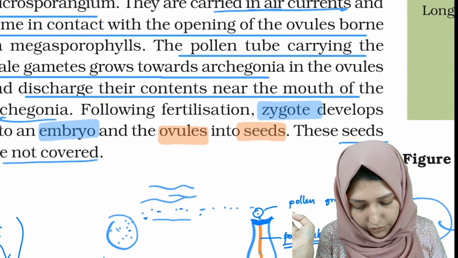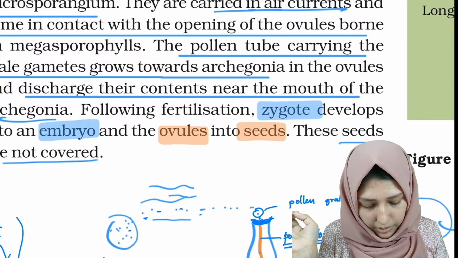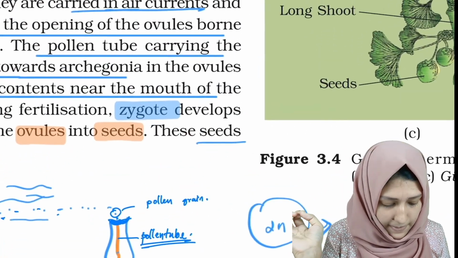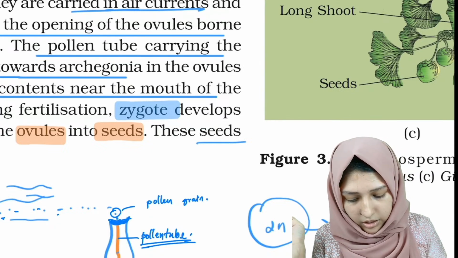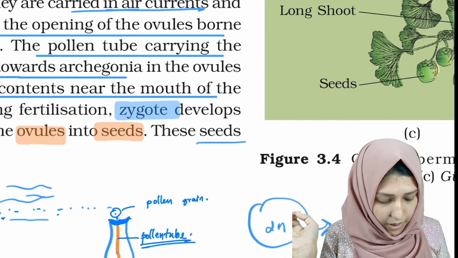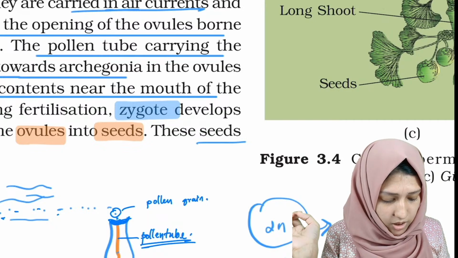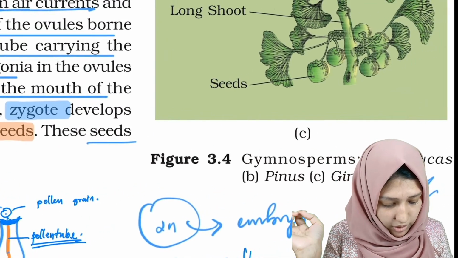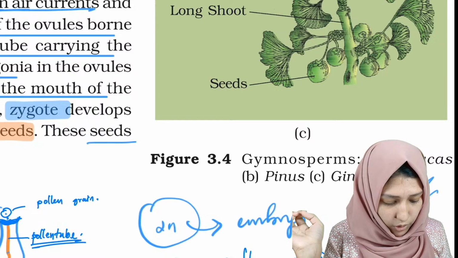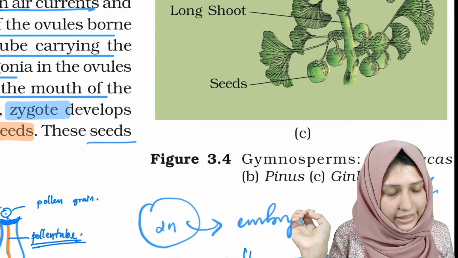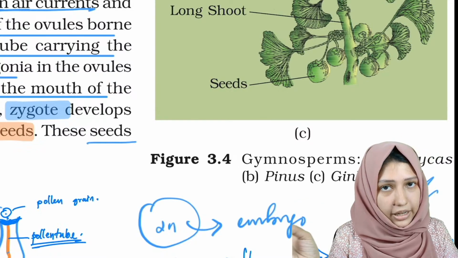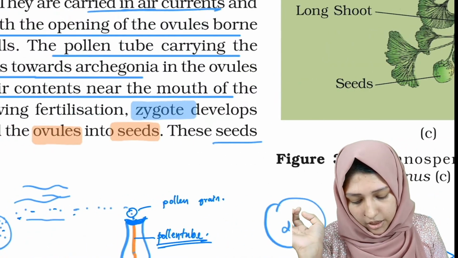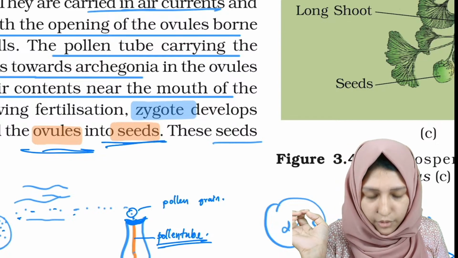Now the zygote forms. Now the fusion happens, egg plus pollen grain, fusion happens, so zygote formation, and this zygote under division will form the embryo.